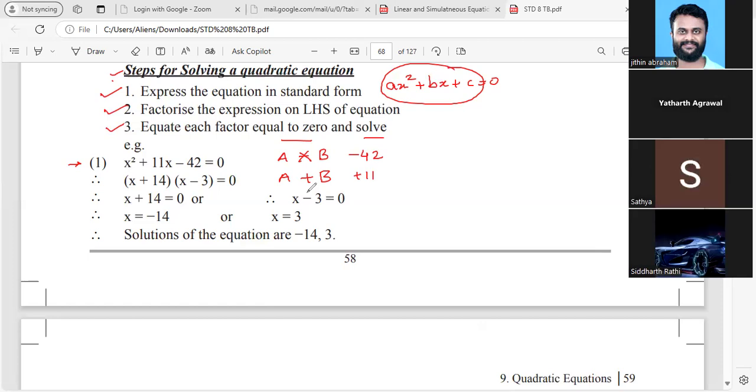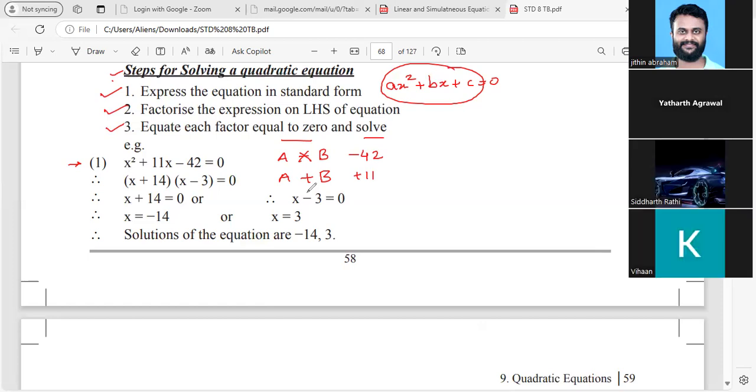Sir, 14 and minus 3. Very good. 14 and minus 3 is absolutely correct answer. So what happens if you need plus 11, 14 should be positive and 3 should be negative. And when you multiply them, you will automatically get 42. So hence, in the second step, what they have written is x plus 14 on one side and x minus 3 on the other side.